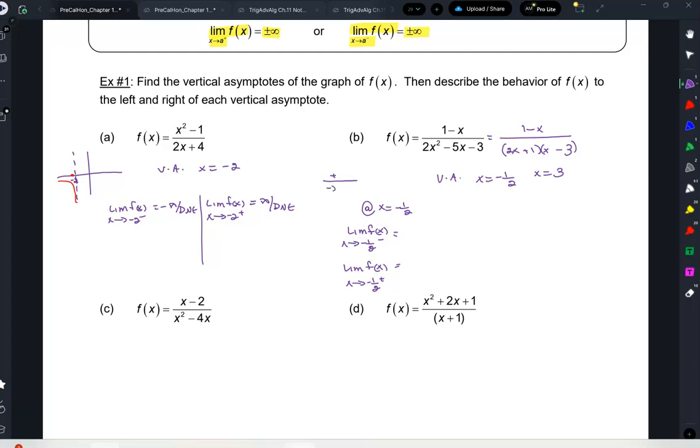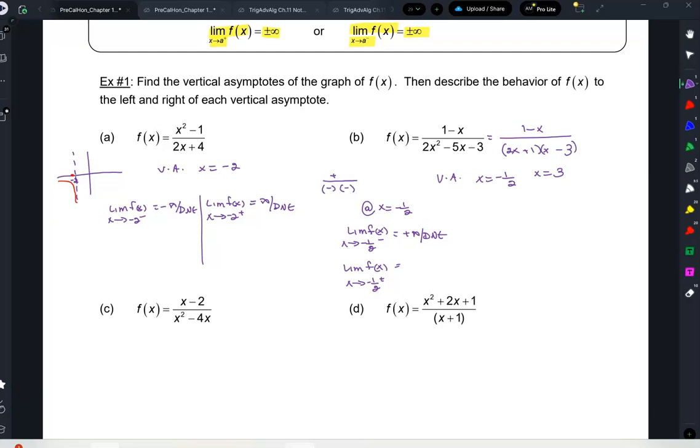Negative. What about in the second parenthesis? Negative. So the whole thing will be positive infinity. So what will it be on the other side? Negative, right. So positive over negative times negative, that'll all be positive. Like minus times minus is positive. Okay?